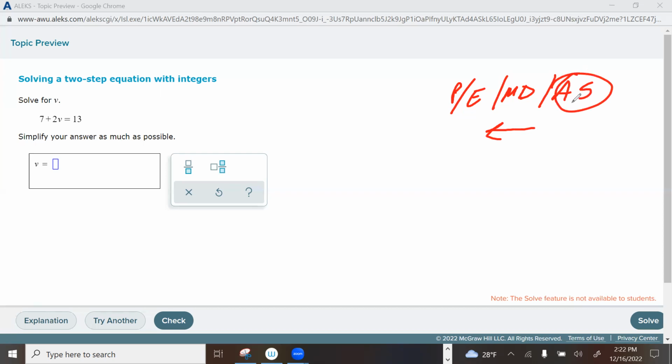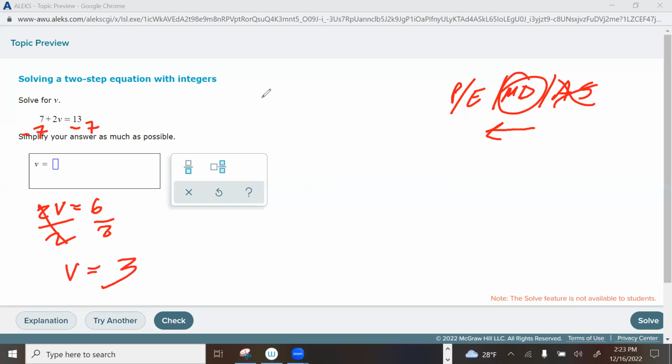So first we tackle anything added or subtracted to the variable, and that would be 7. So if I subtract 7 from both sides, I get that. Then I say, all right, after the adding and subtracting, what's next? Anything multiplied or divided by the variable? Yeah, 2 is. What's the opposite of multiplying by 2? Dividing by 2. And we get v is 3. And you're going to get a lot of practice on this. You're going to get good at it fast.